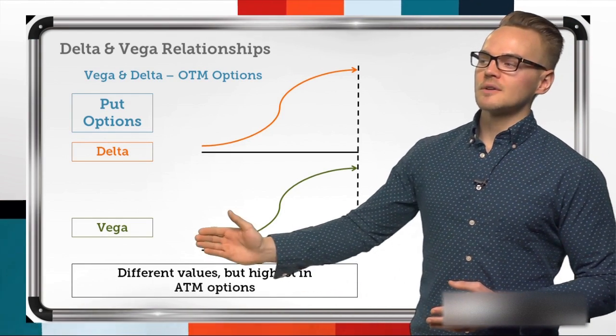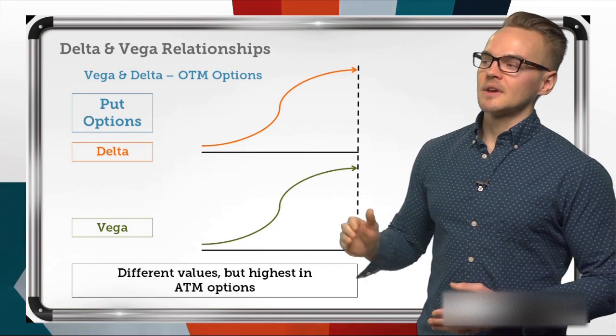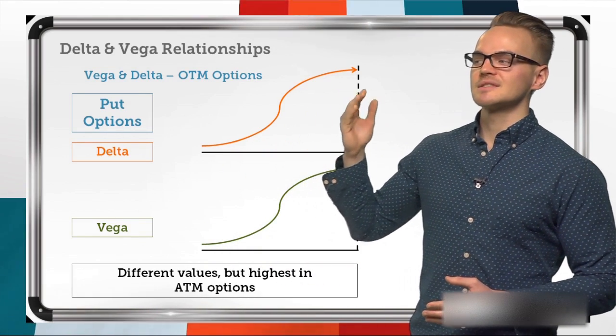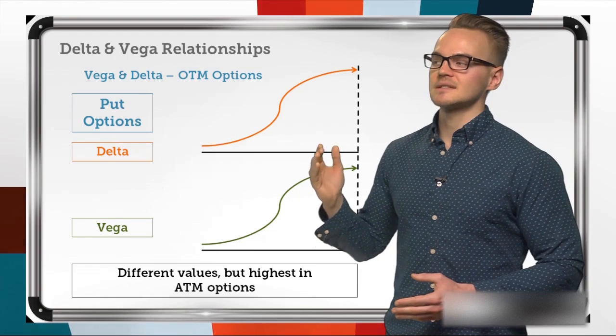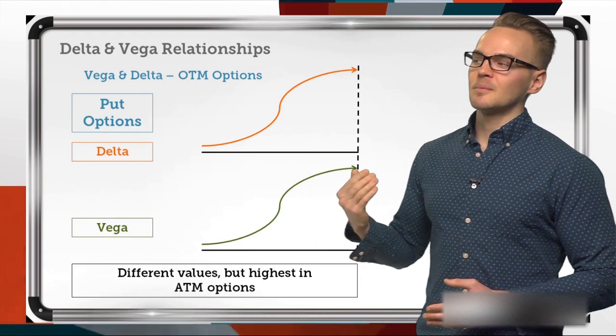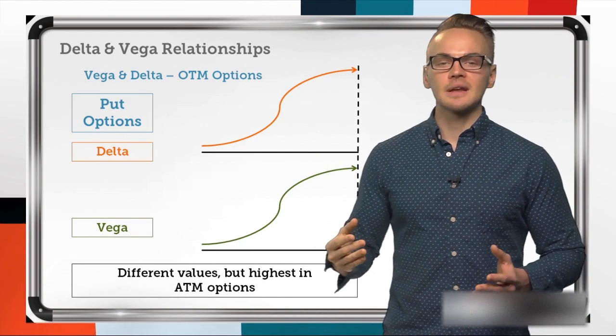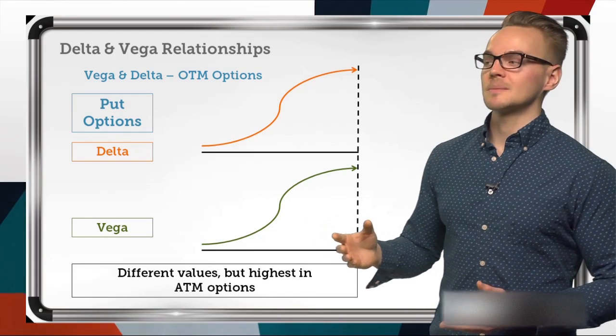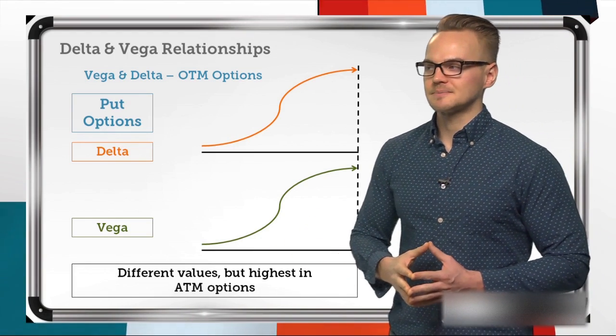So when you're going from far out of the money to at the money, you're going to see Delta and Vega have this similar relationship. They're going to be highest in the at the money options, and then they both go their separate ways as you go in the money. But I wanted to point out this relationship for out of the money and at the money options.